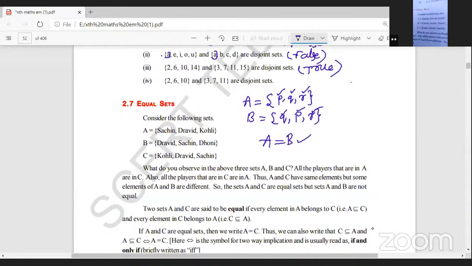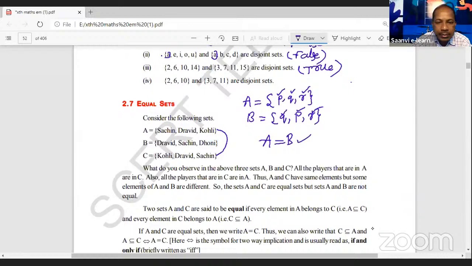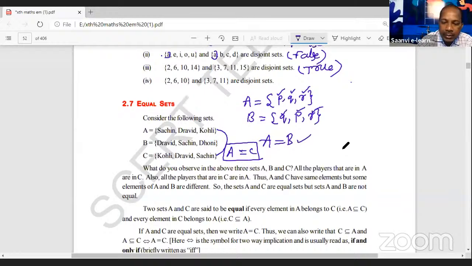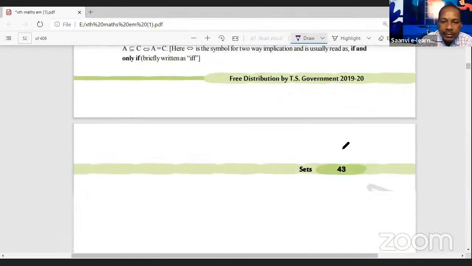If we observe sets A and C, these two sets are equal. In set A, Sachin is there. In set C also Sachin is there. In set A, Dravid is there. In C also Dravid is there. In set A, Kohli is there. In set C also Kohli is there. So sets A and C are equal. Why? Because there are the same elements in the two sets. So like this, if there are the same elements in the given two sets, they are called equal sets. Did you understand? Let us see one example here.